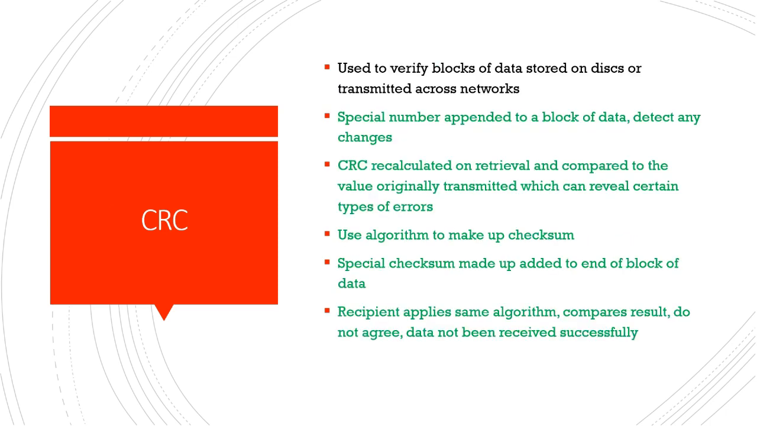CRC is used to verify blocks of data stored in disks or transmitted across networks. It's when a special number is appended to a block of data to detect any changes, and the CRC will be recalculated on retrieval, and then compared to the value originally transmitted, which can reveal certain types of errors. It uses an algorithm to make up a checksum, and a special checksum will be added to the end of the block of data. The recipient will then apply the same algorithm, comparing the result, and if they do not agree, the data has not been received successfully.